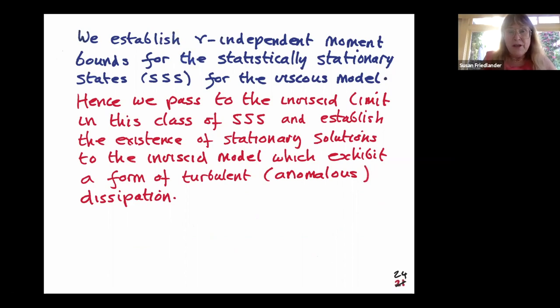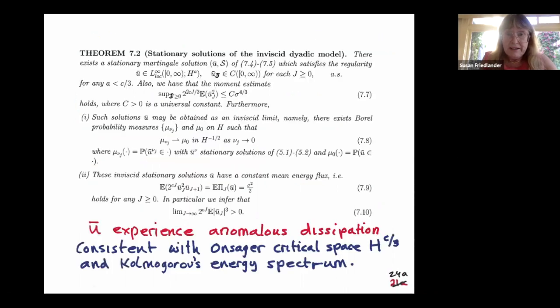and then used those to pass to the inviscid limit in this class of statistically stationary solutions, and established the existence of stationary solutions to the inviscid model, and these stationary solutions exhibit a form of turbulent or anomalous dissipation. And here is the statement of that theorem.